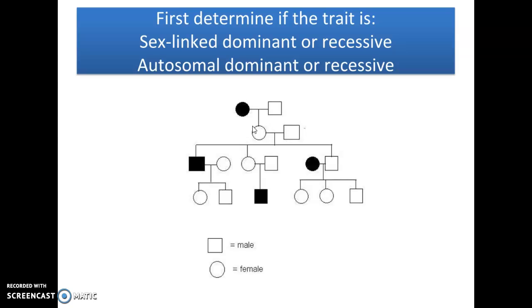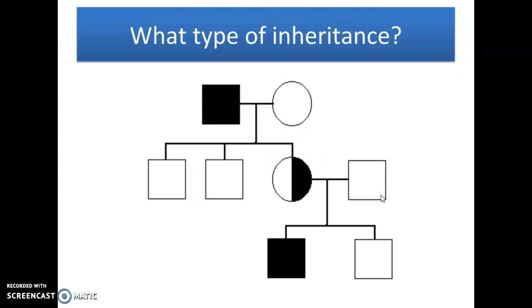So let's take a look at a couple other examples and see if you can figure out whether this would be an example of sex-linked or autosomal, and then dominant or recessive. So this first one, take just a moment, pause it if you need to. You should be able to see that this is sex-linked. The way you can tell is there are more males that have it than females. That's always going to be a sign for sex-linked.